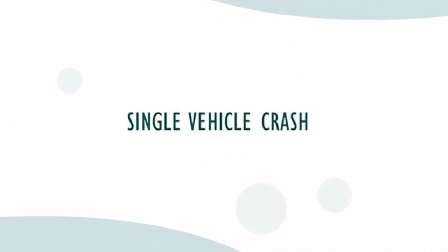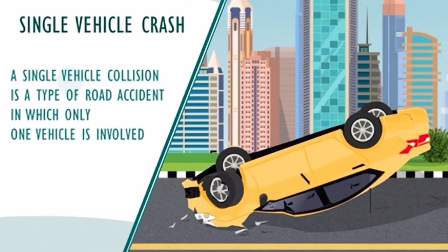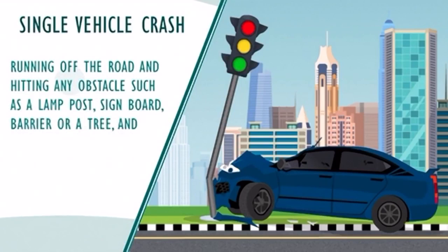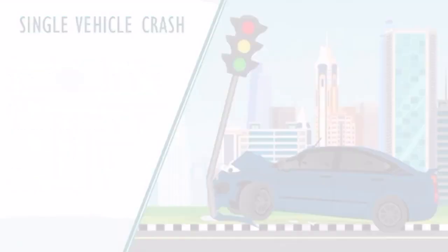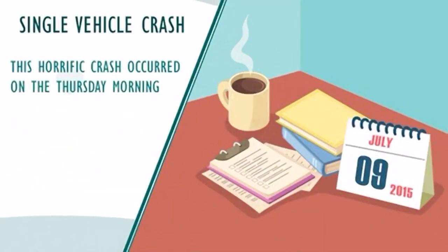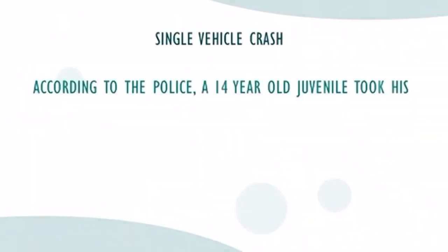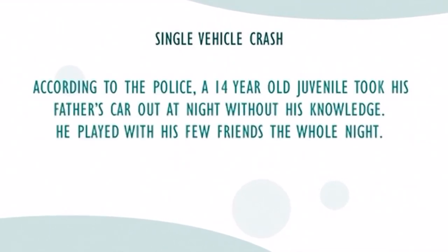Single vehicle crash. A single vehicle collision is a type of road accident in which only one vehicle is involved. Running off the road and hitting any obstacle such as a lamppost, signboard, barrier, or a tree, and rolling over is known as a single vehicle collision. This horrific crash occurred on the Thursday morning of 9th of July 2015 in Khor Fakkan, Sharjah. According to the police, a 14-year-old juvenile took his father's car out at night without his knowledge. He played with his other friends the whole night.